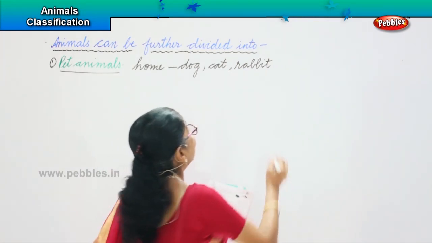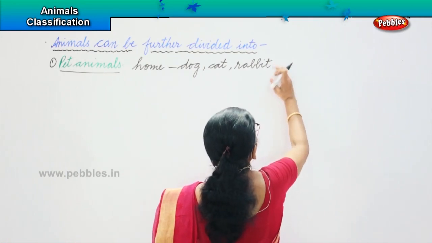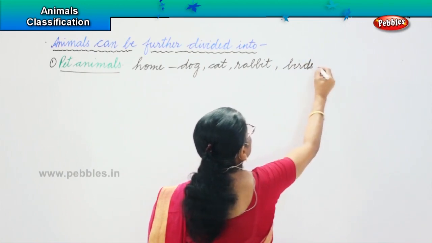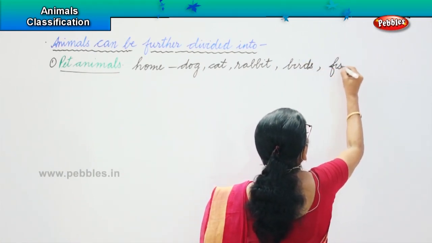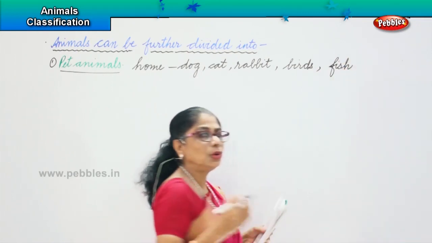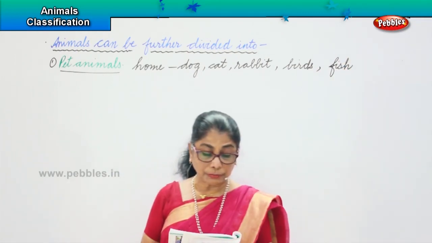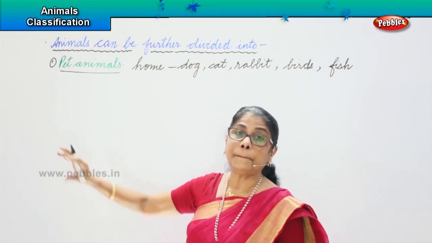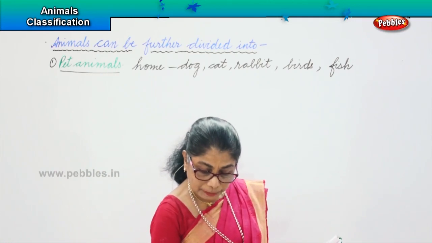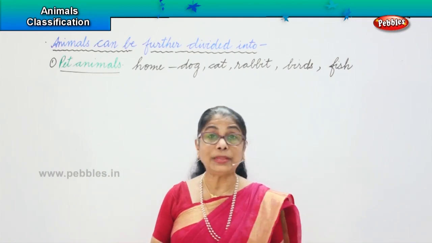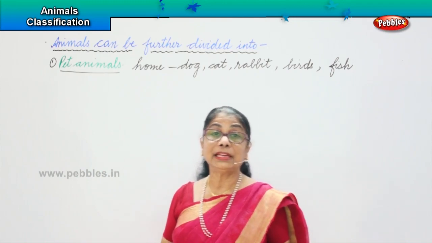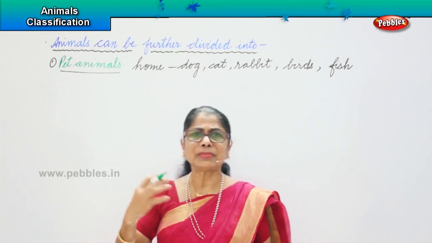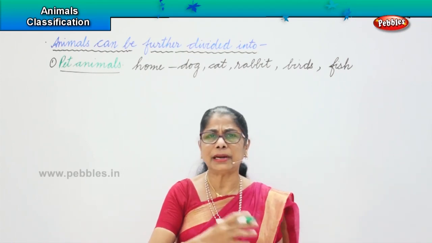Some children love to keep birds. They love birds as pets. There are others who love to keep fish in their house, look at them, feed them, take care of them. So, animals can be further divided into, one, pet animals. These pet animals live in our home, they live with us, we enjoy their company, take care of them, feed them, and so on. They are like dogs, cats, and some of them love to keep fish, birds, etc.